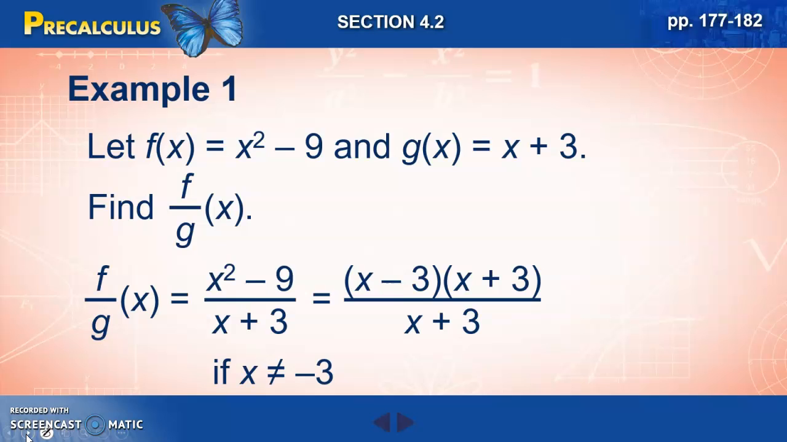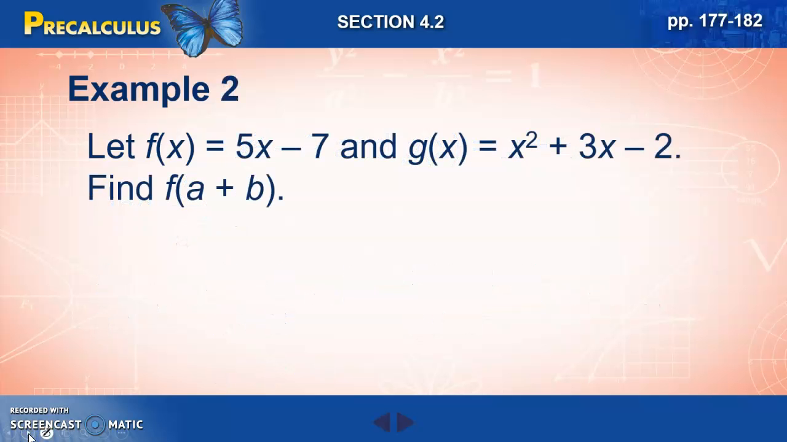We know that x squared minus 9 is x minus 3 times x plus 3. We can factor that out. And then we have x plus 3 divided by x plus 3. Those will cancel, giving us our final answer of x minus 3.